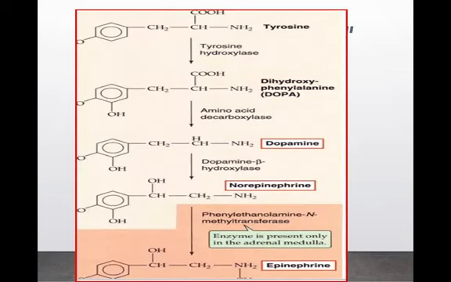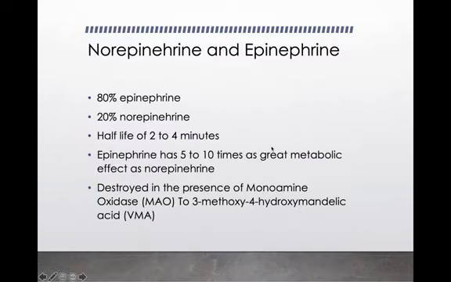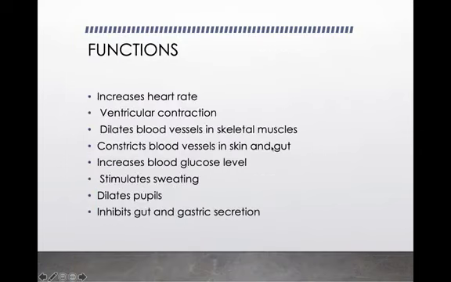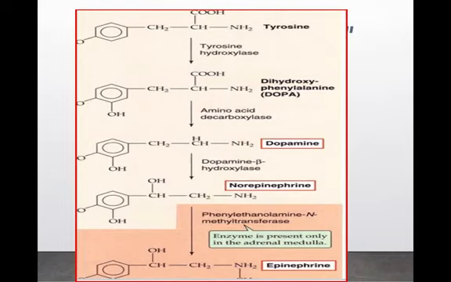You can see the synthesis of epinephrine, norepinephrine, and dopamine. It starts from tyrosine, and due to the effect of the tyrosine hydroxylase enzyme, it is converted into DOPA, which is converted into dopamine. And then through the effect of the enzyme dopamine beta hydroxylase, it is converted into norepinephrine. To convert it into epinephrine, it requires the enzyme phenylethanolamine N-methyltransferase. It is only present in the adrenal medulla. So only the adrenal medulla can convert norepinephrine into epinephrine.